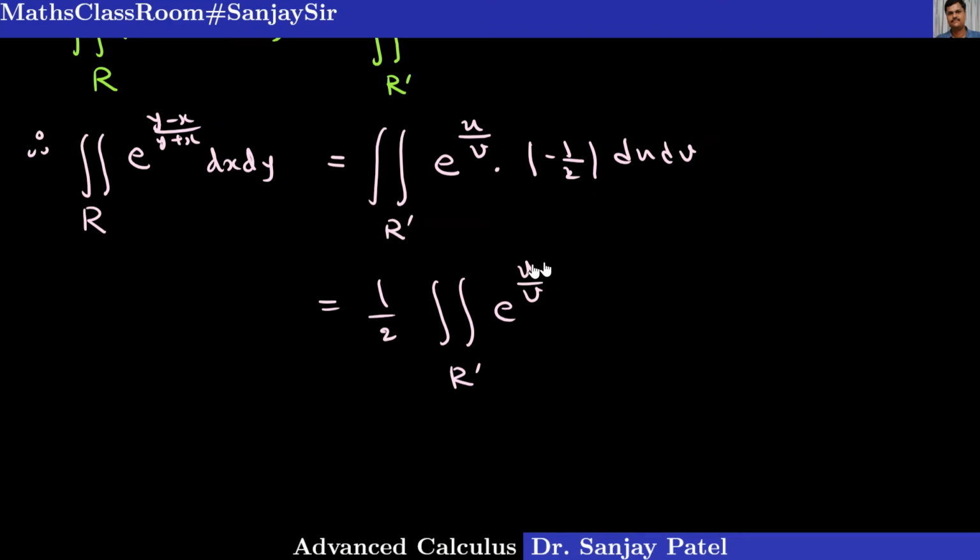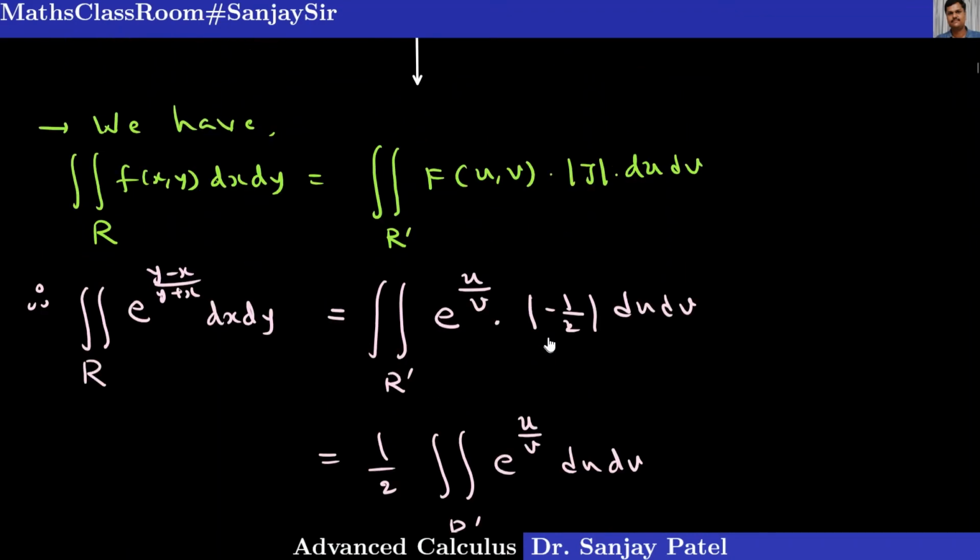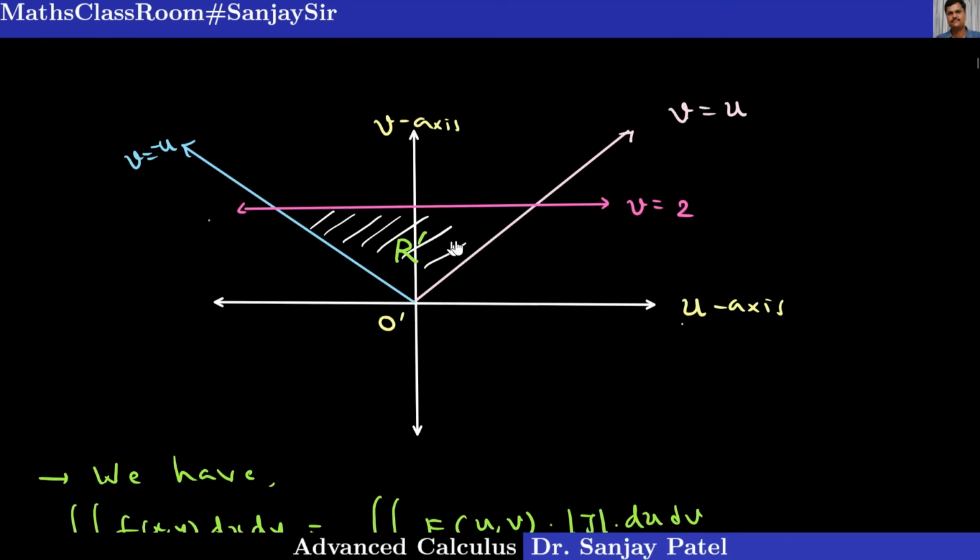Let me write it properly. This is equal to e raised to u upon v du dv. So instead of this complicated function, now our problem becomes very easy. Now in the region R dash, let us decide with respect to which variable we should integrate first.